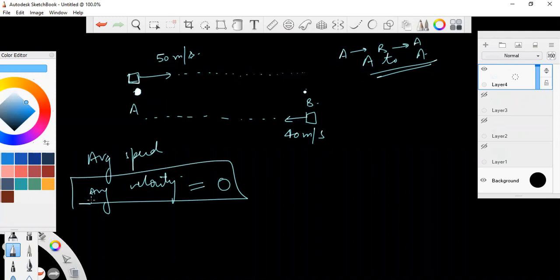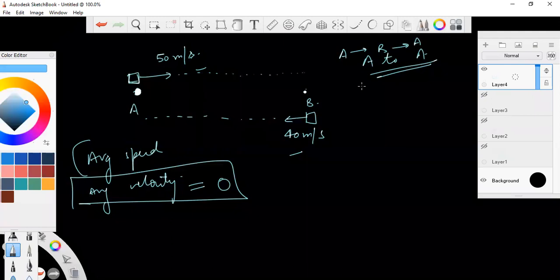Now let's talk about average speed. For average speed, what do we have to calculate? Let us assume that the distance from A to B is x. So, the total distance will be 2x. Here I did not tell you that you can do u plus v by 2. For average speed, I never told you that you can do u plus v by 2.